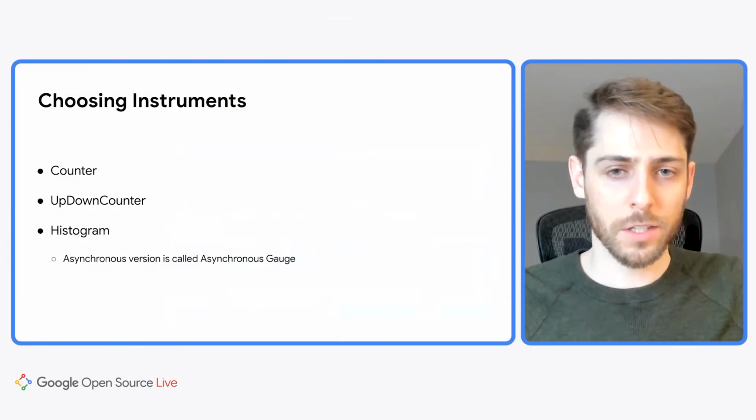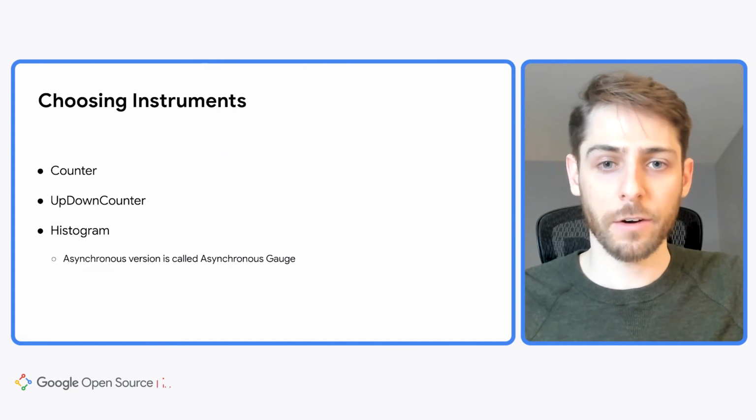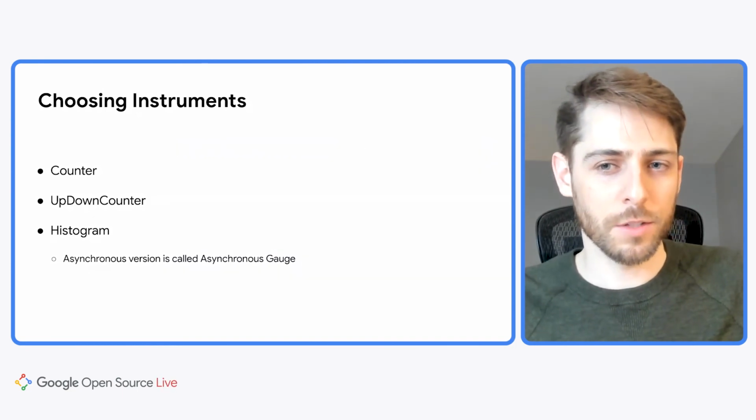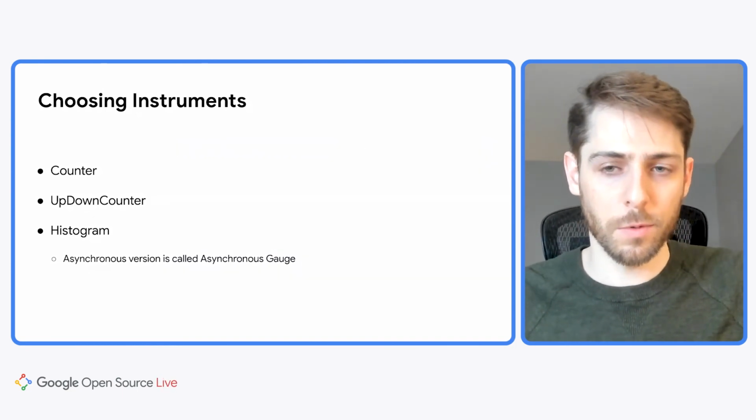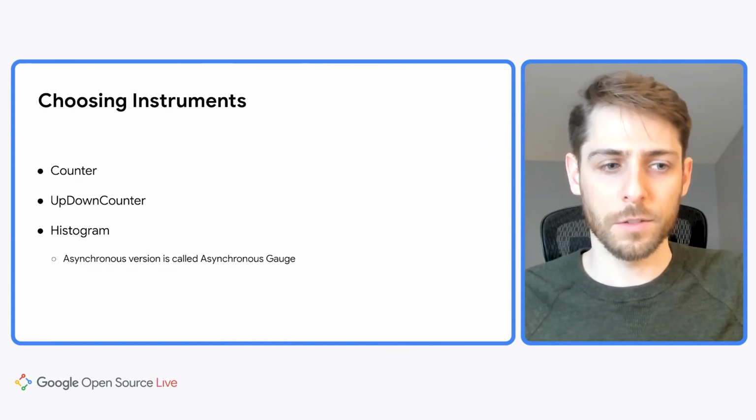Cool. So there's a few different kinds of instruments in OpenTelemetry. Let's talk about how you choose them. Counter is for monotonic sums. So something like how many errors are there. Updown counter is for non-monotonic sums, which is a little weird. We'll get to that in a bit. And histograms are for distributions of values.